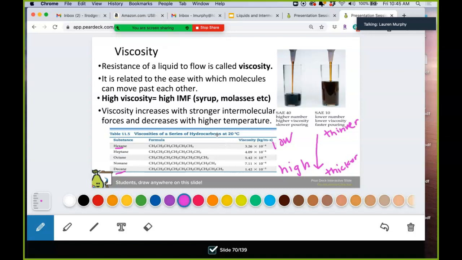And again, stronger intermolecular forces mean that the molecules will be so attracted to each other that they won't slide past each other. The more molecules can slide past each other, the better they flow. And things that slide past each other easily are things that aren't attracted to themselves. So weak intermolecular forces are low viscosity, and high intermolecular forces are high viscosity.